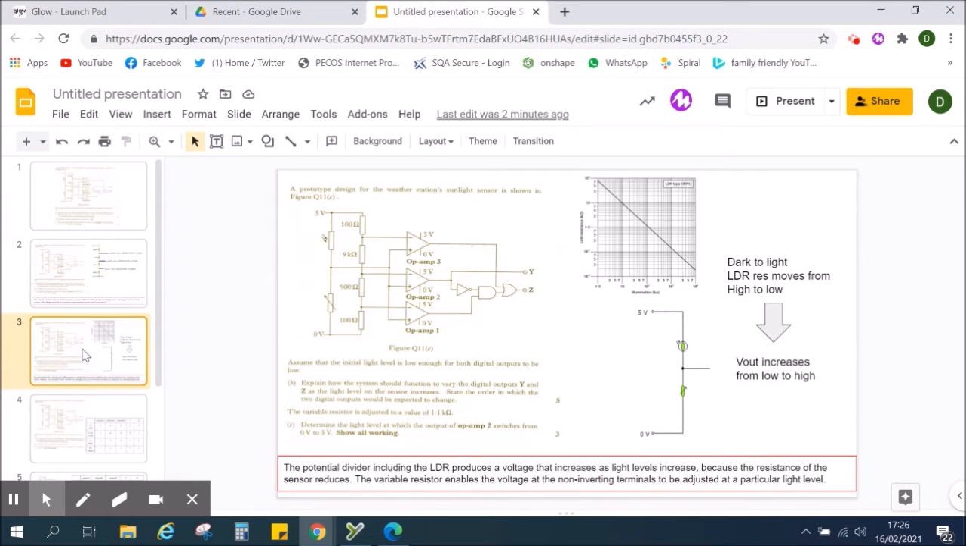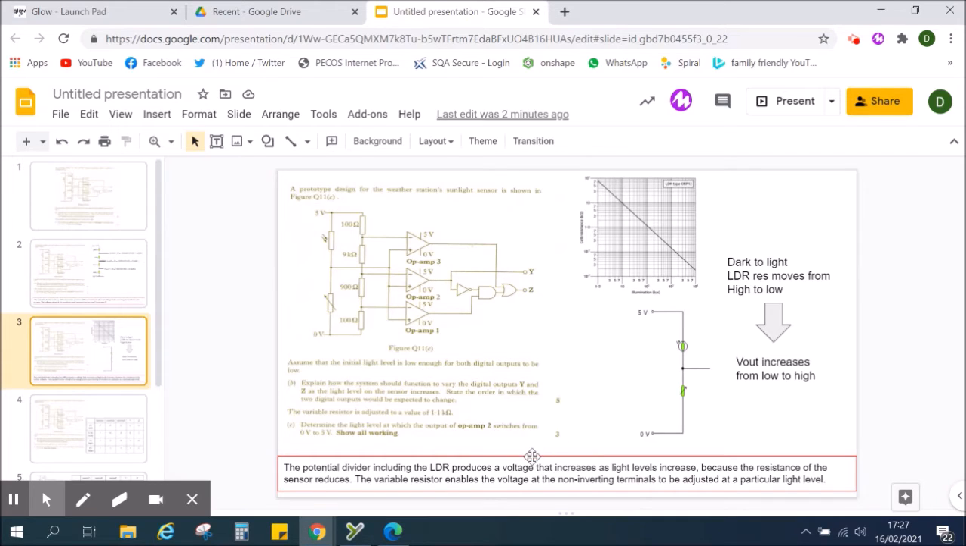I've then moved on to look at the other voltage divider, which is made up of a variable resistor and an LDR. Now, you don't need to be able to read the numbers, but we can see that from dark to light, the resistance of the LDR goes from high down to low. So therefore, if we have a high resistance going to a low resistance on the top half, that means that the voltage out here is going to increase from low to high. Okay, so the voltage here is going to increase.